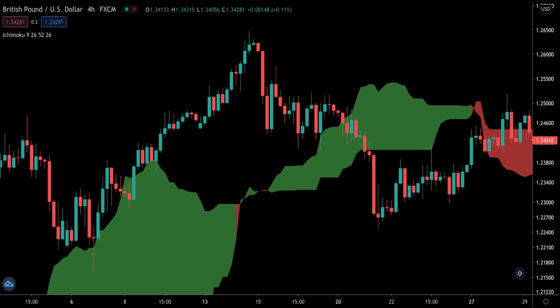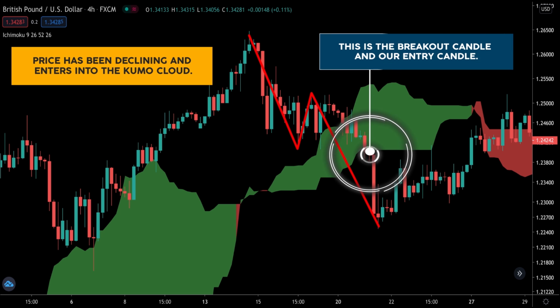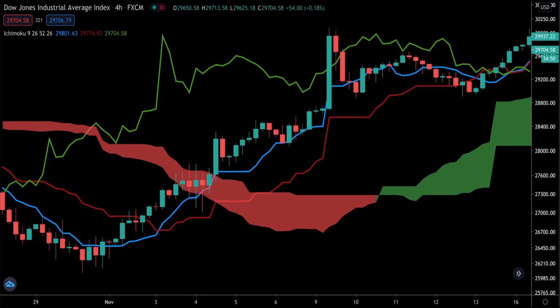Here's a bearish example where price starts declining and eventually breaks the Kumo cloud. This is the breakout candle and the candle that we will use to enter when the candle closes. You can set in the stop loss and take profit, which will look something like this. So hopefully this is clear.